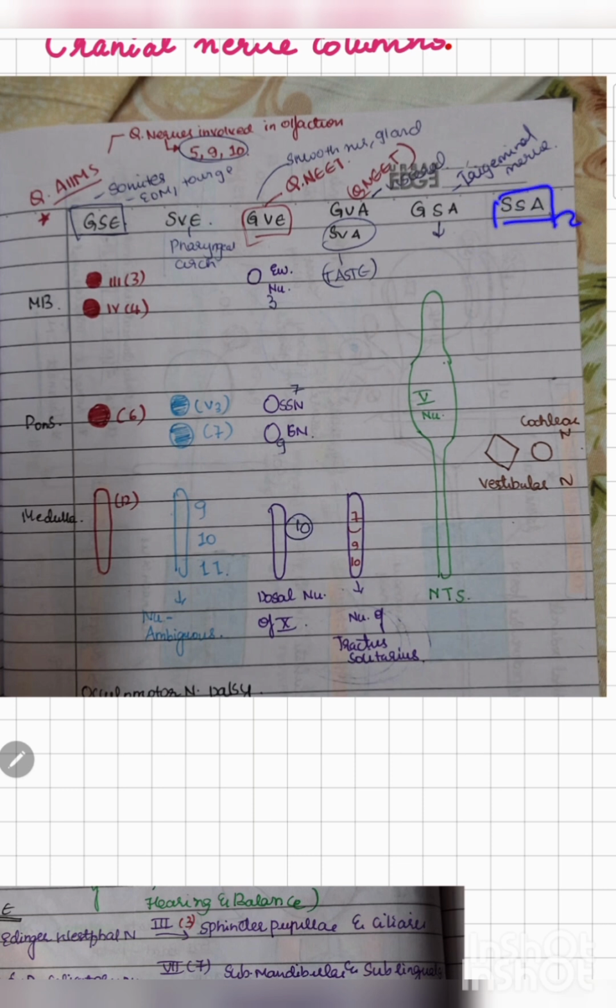The last one is about SSA, which includes special somatic afferent fibers. These include special sensation except taste. SSA includes vision, which is a special sensation, right? And hearing and balance. So vision involves cranial nerve 2, and hearing and balance is the function of cranial nerve 8.